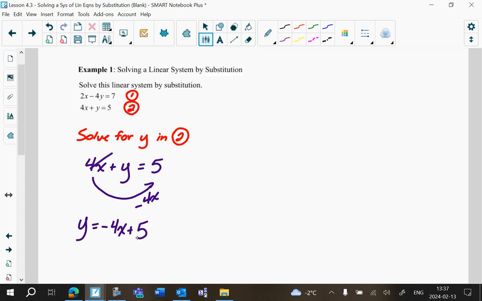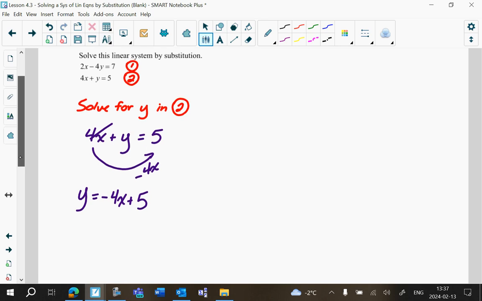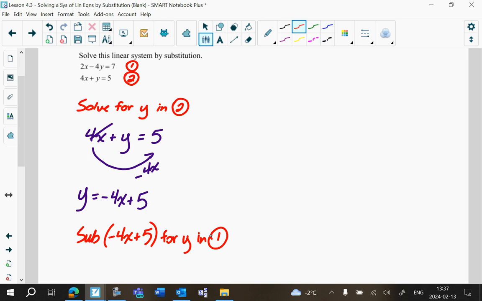So now you got to take that value for y and put it in for y in the other equation. So now what we're going to do is we're going to substitute what we just found for y, which is negative 4x plus 5, for y, in the other equation. So in equation 1. And when we do that, we're going to get an equation that just has x's in it, which means we can solve for x.